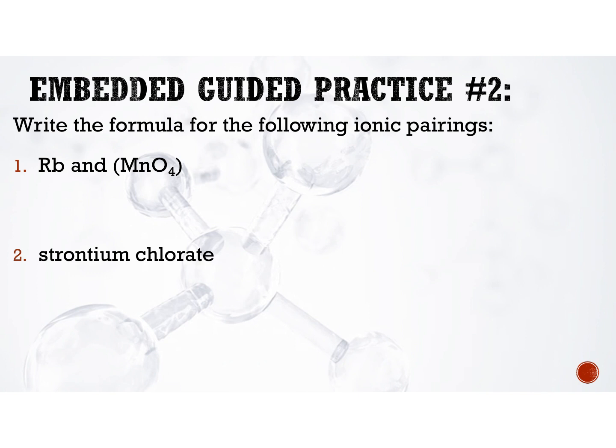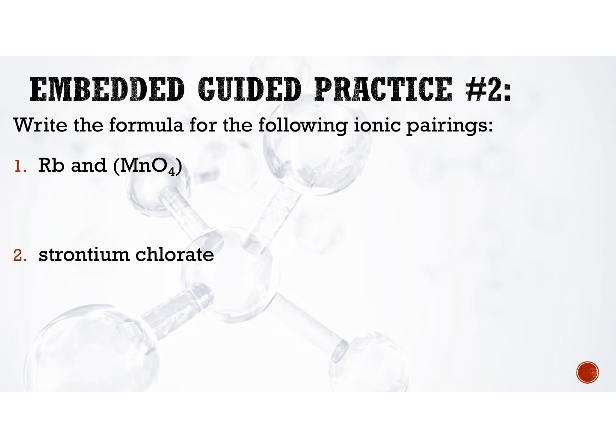When we look at formulas for polyatomic ions, we're going to notice that they're found in parentheses. That is to help remind us that we cannot change anything within the parentheses. If we did, it would no longer be that polyatomic ion. So we're only going to add subscripts outside of the parentheses.